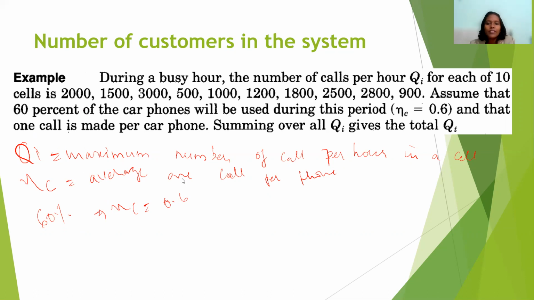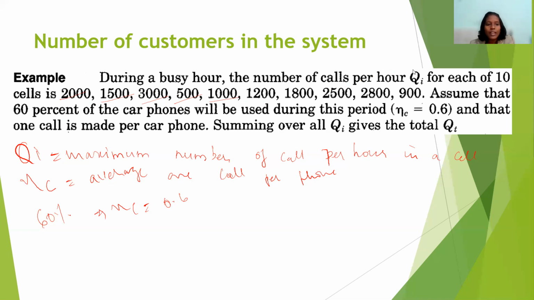So the total allowed subscriber traffic MT can be obtained. Easily we can obtain MT. In this example, this is one example we consider. What it says is during a busy hour, the number of calls per hour Qi for each of 10 cells is given. For 10 cells, they are giving Qi separately. Qi for the first cell is 2000, for the second cell it is 1500, for the third cell it is 3000, for the fourth cell 500, the fifth cell 1000, like that it goes on.